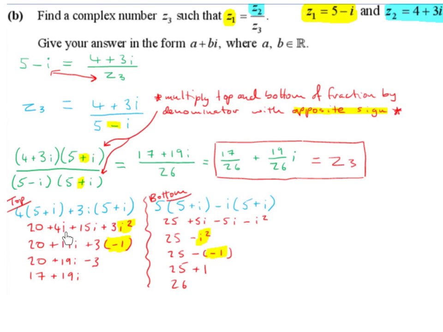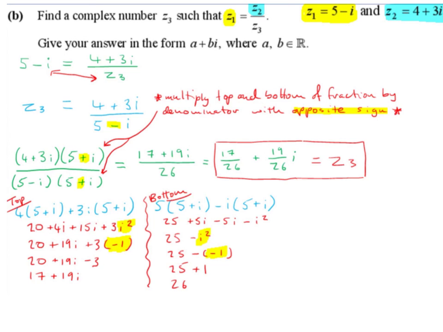4I plus 15I gives me 19I. And I squared becomes minus 1 with brackets around it. It's very, very important that we put the brackets around it. So 3 multiplied by minus 1 is minus 3. And then 20 minus 3 is 17 plus 19I. So this is now going to be our new numerator, which we write up here, 17 plus 19i.